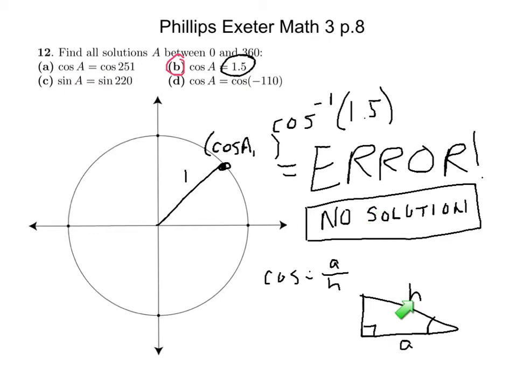Because h is always the longest side. So if I do a divided by h, it should always be less than 1, because the adjacent side is always shorter than the hypotenuse. That makes sense? So that's why on your unit circle it can only be 1. That's the biggest cosine could ever be, when the adjacent side and the hypotenuse are equal because the triangle is so skinny and thin. But it can never be bigger, and that's why.